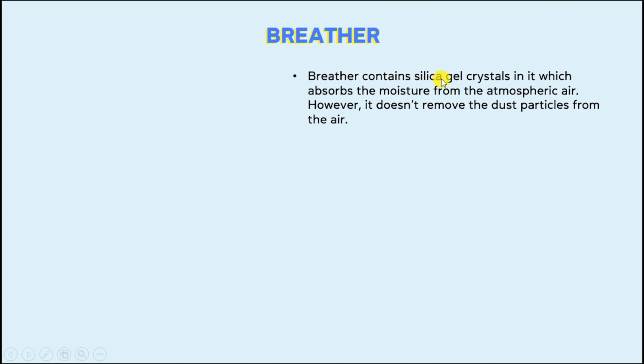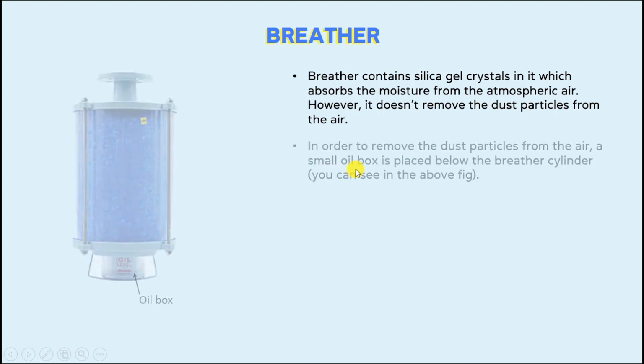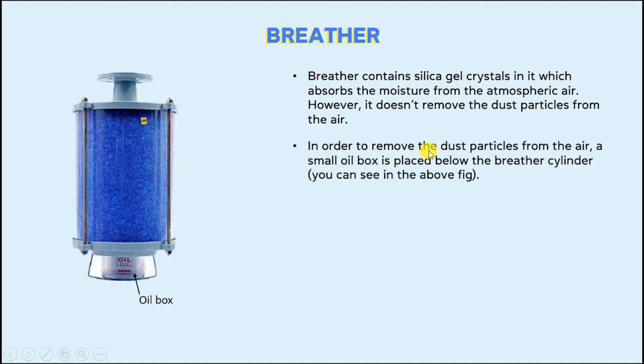Now the breather contains silica gel crystals in it, which absorb the moisture from the atmospheric air. However, silica gel crystals don't remove the dust particles from the air. So, in order to remove the dust particles from the air, a small iron box is placed below the breather cylinder. This is the breather.